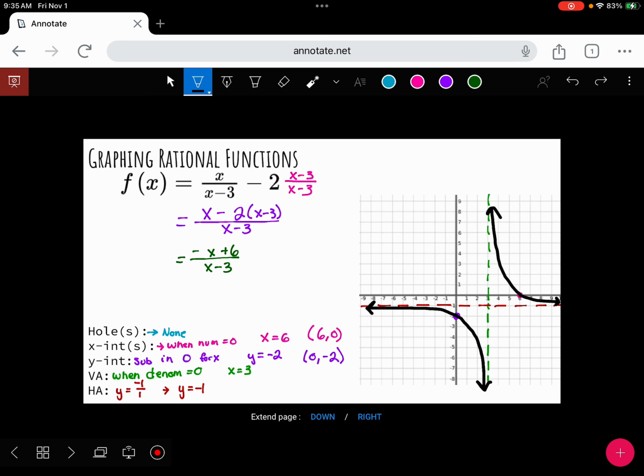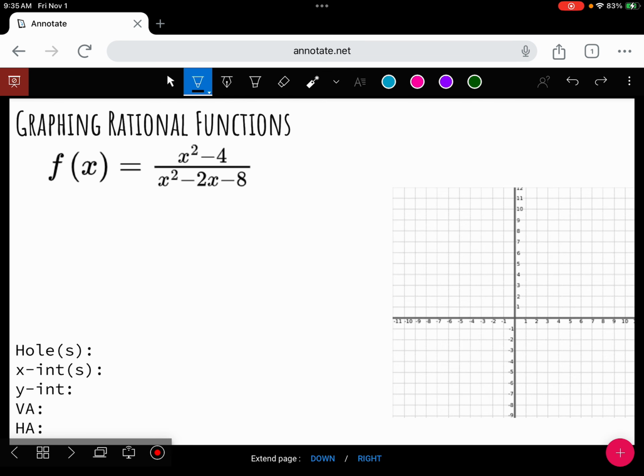Let's do another one. Okay. This will be our last one. We'll just do these two. Okay. So this one's a little bigger. I've got x squared minus 4 over x squared minus 2x minus 8.